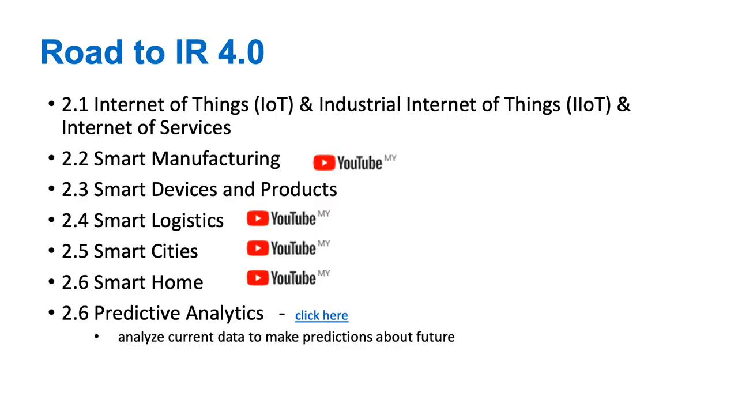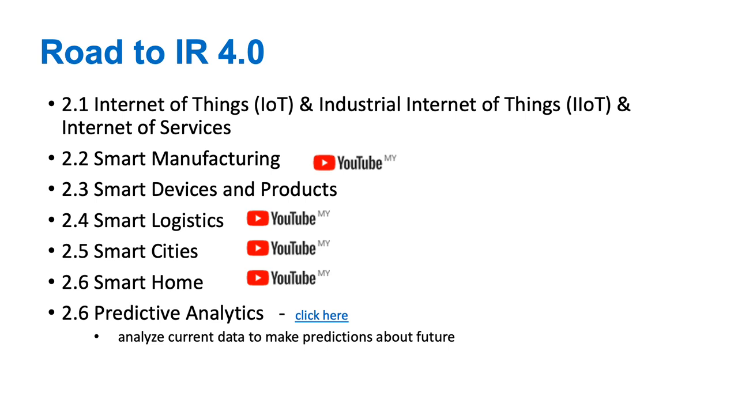The road to IR 4.0 includes Internet of Things, IoT, Industrial Internet of Things, IIoT, and also Internet of Services, IOS. We have discussed IoT and IOS in the previous topics. So IOS, everything that is needed to use software applications, is available as a service on the internet. This includes the software and any tools to develop the software. It also includes the platform, such as the servers, storage, or communication to run the software. IOS is related to the 3 models of cloud service that we have covered in a previous topic. Just to recap, we have looked into Software as a Service, SaaS, Platform as a Service, PaaS, and also Infrastructure as a Service, IaaS.